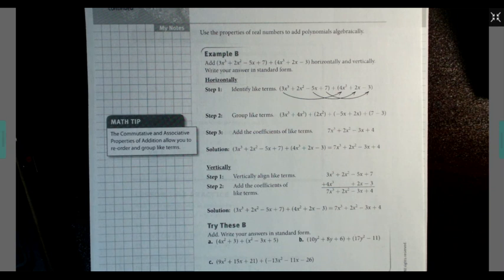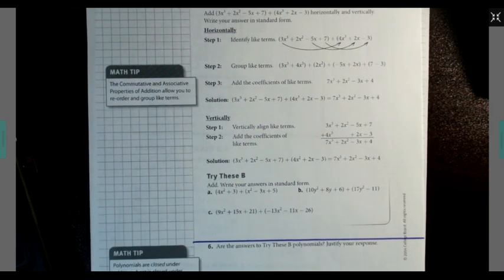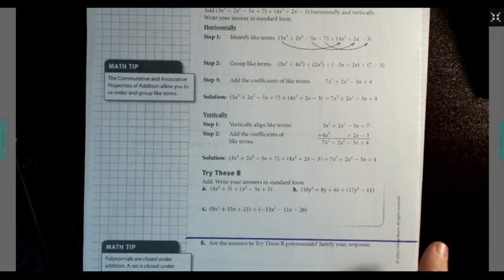Okay, I'm going to go ahead and do the try these B section. And like I said, I'm going to do the vertical method. It says add and write your answers in standard form. So that means we need to write them in descending order. So I'm going to write these on a separate piece of paper and then I'll transfer my answers over.